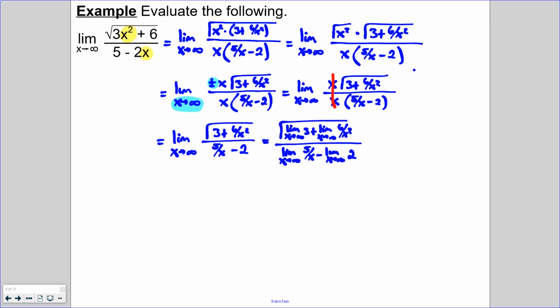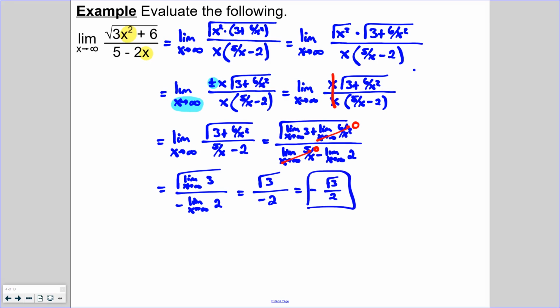And then looking back, we know that if we have the limit at infinity of a number over any variable, that's going to be 0, and 0. So that's going to leave us with the square root of the limit as x approaches infinity of 3 all over negative the limit as x approaches infinity of 2. And these are both limits of constants, and we know the limit of a constant is a constant, so that's going to leave us with radical 3 over negative 2, which we can rewrite as negative radical 3 over 2 as the value of our limit, or the intended height of the function as x approaches infinity, or the end behavior of this particular function.